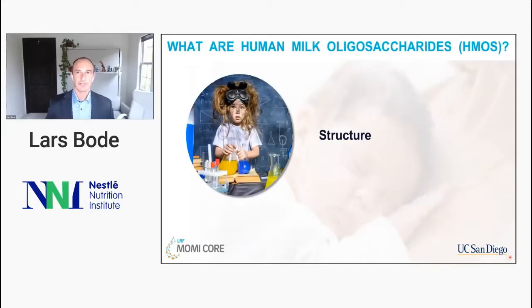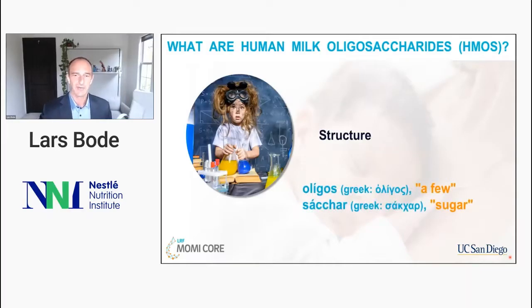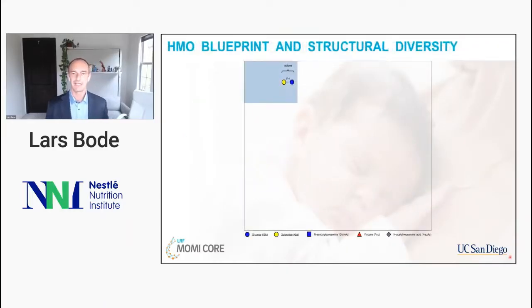Now, a quick word about the structure of human milk oligosaccharides. What does that actually mean? Oligosaccharide comes from the Greek oligos and sakkhar, a few sugars, and that's exactly what it is. It is a few sugar molecules, in fact, 5 monosaccharide building blocks that are put together in different linkages, in different combinations to make an array of different human milk oligosaccharides. Those 5 building blocks you see down here on the bottom are glucose, galactose, N-acetylglucosamine, fucose, and sialic acid. And depending on how we put these building blocks together, we get different structures, different functions.